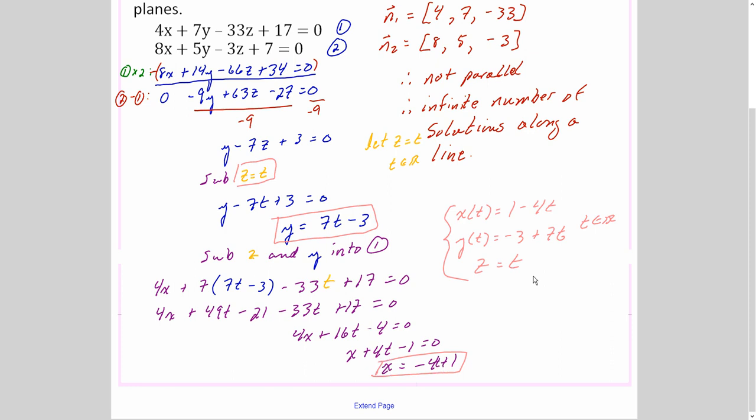And if I want to, I could write this as a vector equation as well. So I'm going to say let r equal to 1, negative 3, 0, plus my t, negative 4, 7, and 1.